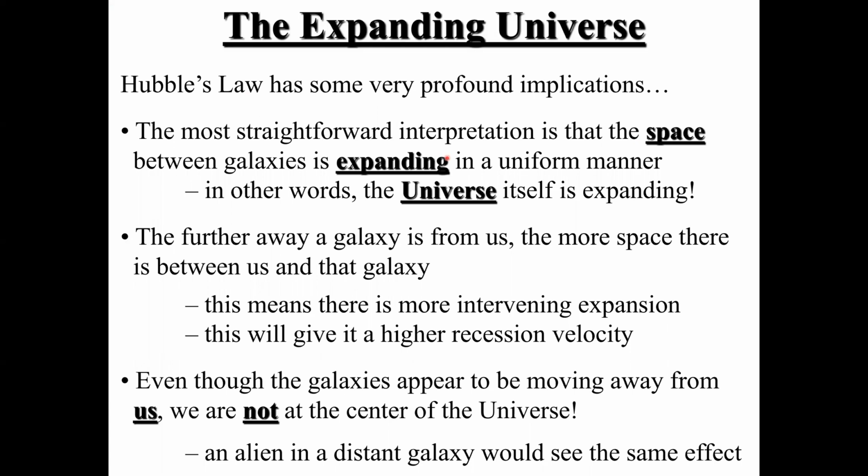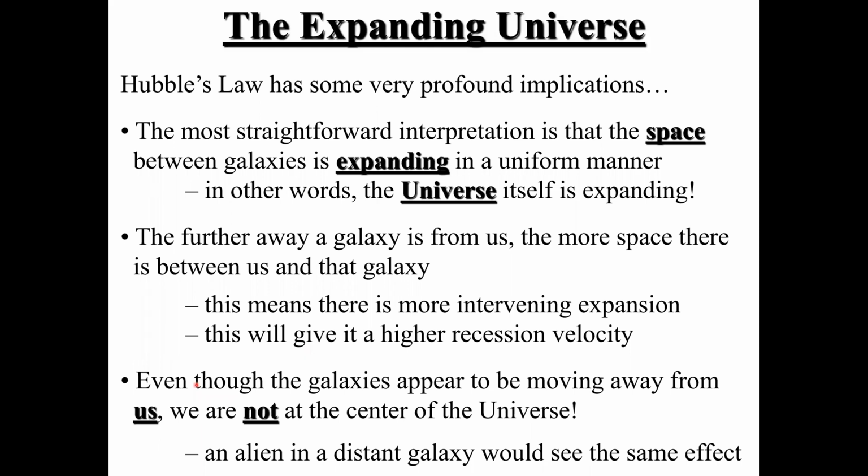And the further away the galaxy is from us, the more space there is between us and that galaxy. This means that there is more intervening expansion, and this will give the higher recession velocity. Even though the galaxies appear to be moving away from us, we are not at the center of the universe, right? So these are basically some of the facts that we reveal using Hubble's law.